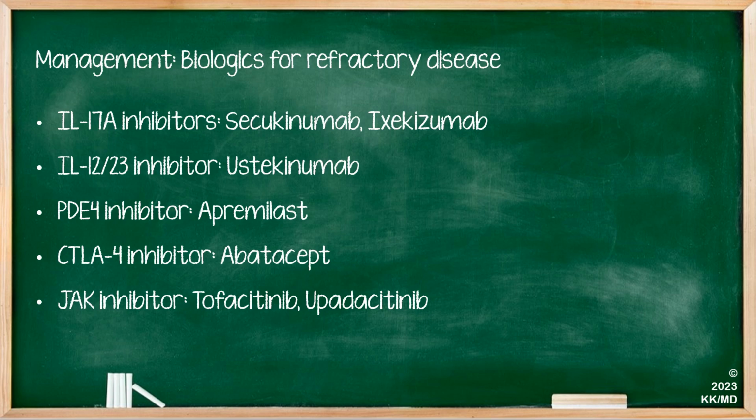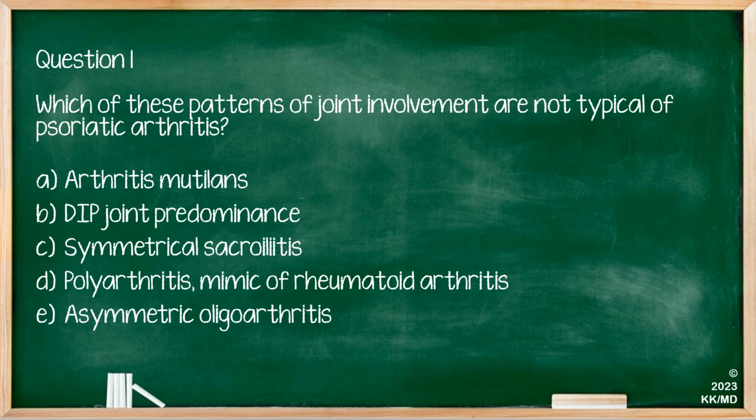These drugs are IL-17 inhibitors such as secukinumab, ixekizumab, IL-12/23 inhibitor such as ustekinumab, PDE4 inhibitor such as apremilast, CTLA4 inhibitor such as abatacept, and finally JAK inhibitors that are quite recent in the market, such as tofacitinib and upadacitinib. Now let's do some questions.